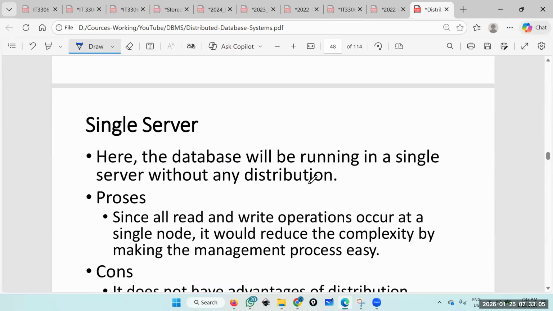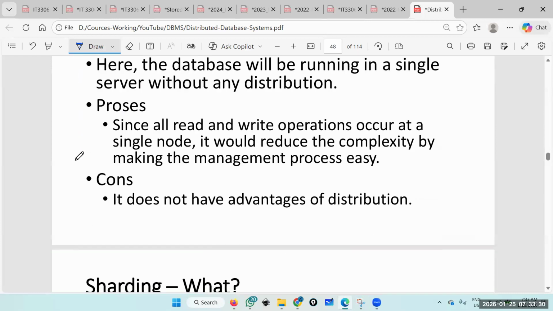Obviously, a single server is not distribution. That means it's a centralized database, right? So that is not a distributed database. That is good if you have only a limited number of usages and so on, right? So performance is not your ultimate objective. So a single server is anyway not a distributed database.